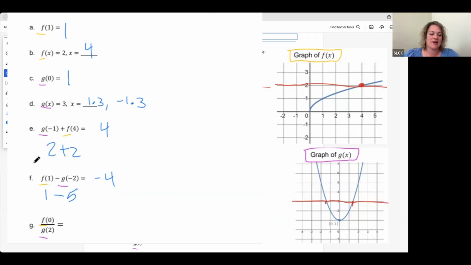Let's look at the last one. f of 0 over g of 2, so you go to your f graph. When x is 0, y is also 0. So 0 over anything is 0, so we don't really care, and we're done. But if we want to go the long way, let's look at g of 2. When I plug in 2, I get out 5. So 0 over 5, which is 0. And that's how you find input or output values using a graph.